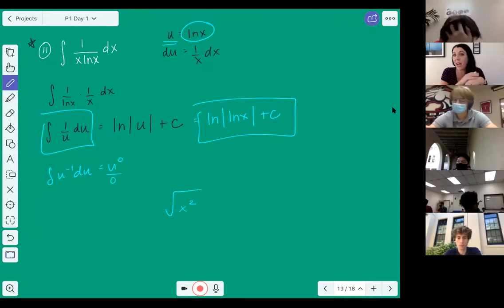Okay, but yes, it will happen anytime. If you were to try to use power rule and you end up getting u to the 0 over 0, that's a hint that it really should have been ln. Good question. Other questions?